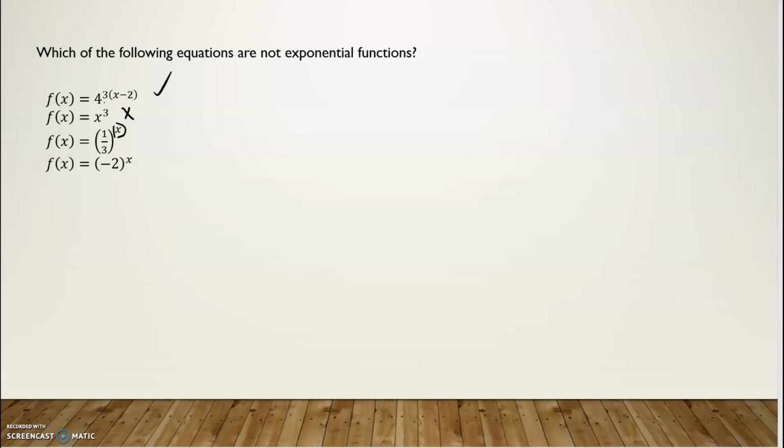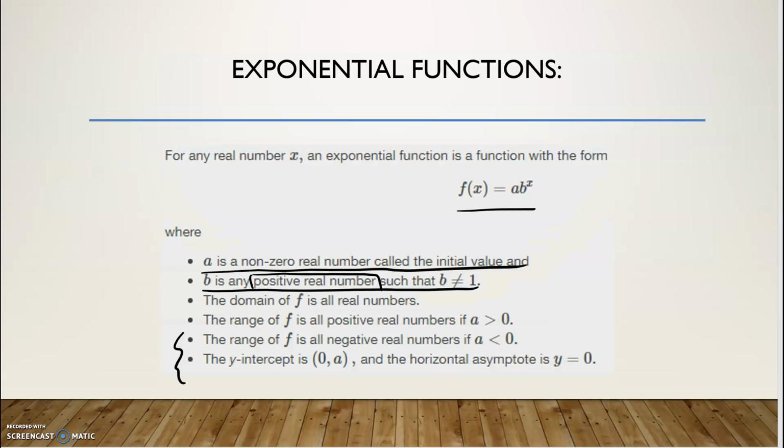Okay, we do have an x in the exponent, and 1/3 is positive, so that one's good. Okay, we have the x as an exponent, and negative 2, well, that's a negative, so this cannot be an exponential function. So the only two that were not were this one right here and this one right here, because it says that b, the thing raised to x, has got to be a positive real number.